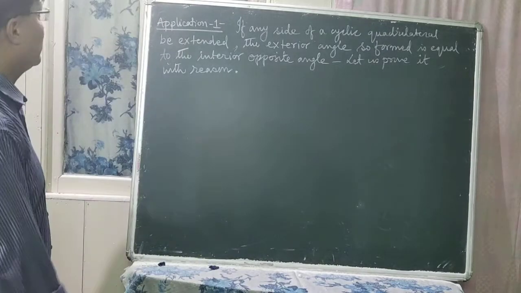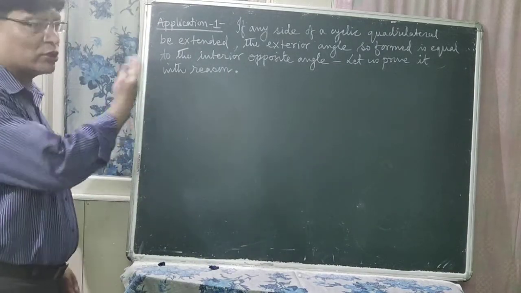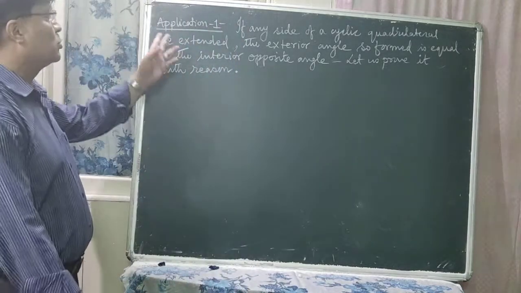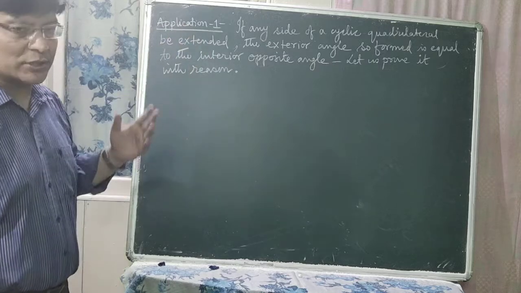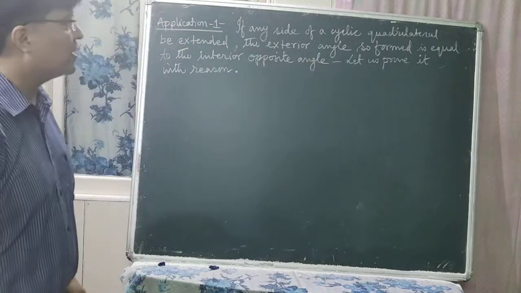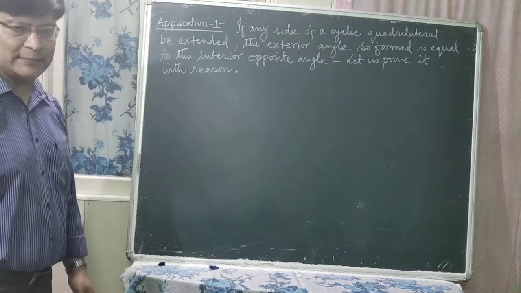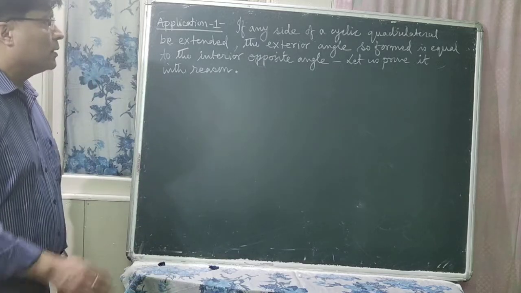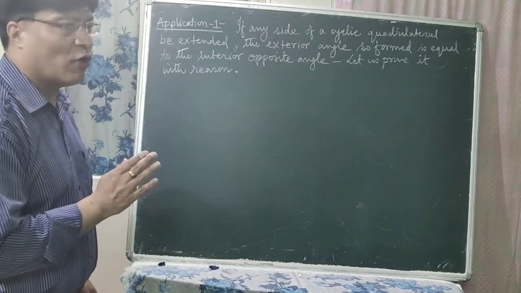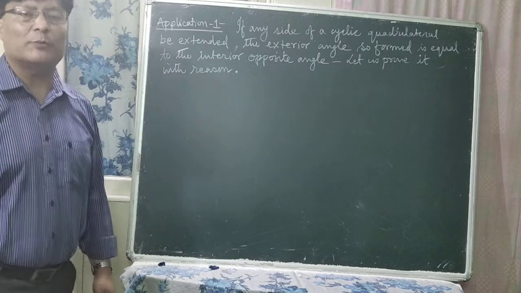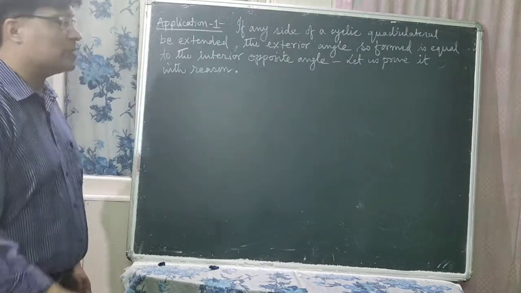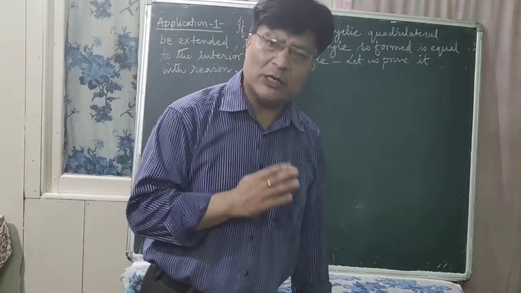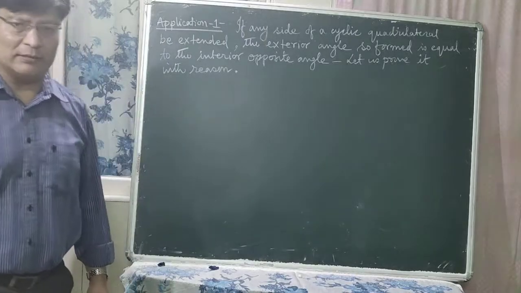So now we are doing application number 1. This is the application of that theorem that we have just done now. So what is the question here? If any side of a cyclic quadrilateral is extended, any one side of a cyclic quadrilateral is produced, the exterior angle so formed is equal to the interior opposite angle. Let us prove it with reason. You have to prove that the exterior angle so formed is equal to the interior opposite angle.